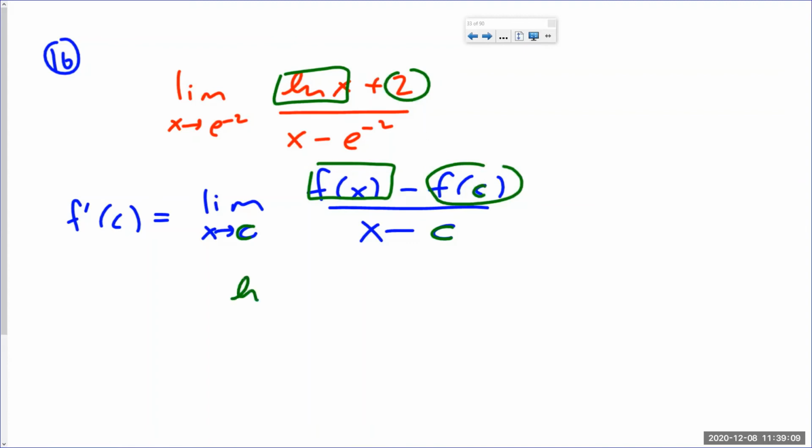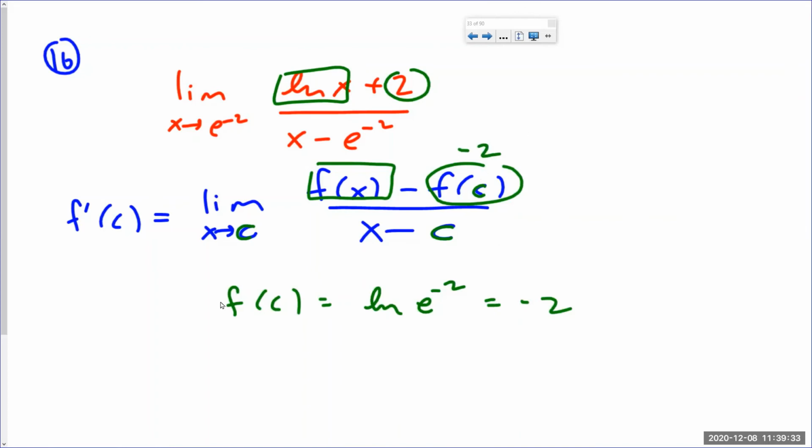My f is ln of x. So my f of c is equal to ln of x. Plug in your c everywhere there's an x. But what is c in this problem? e to the negative 2. If I plug in e to the negative 2 into f of x, do I get negative 2? Yes. Do you see that's where they got this positive 2? Because this was actually negative 2.